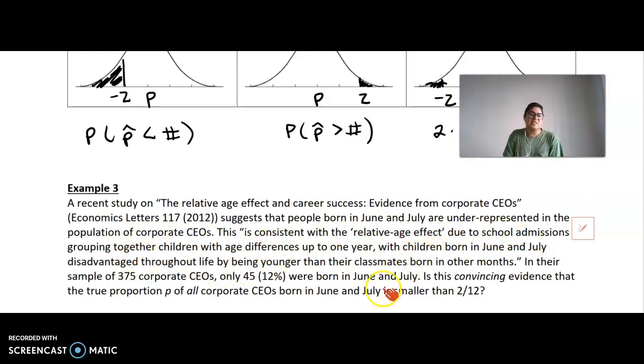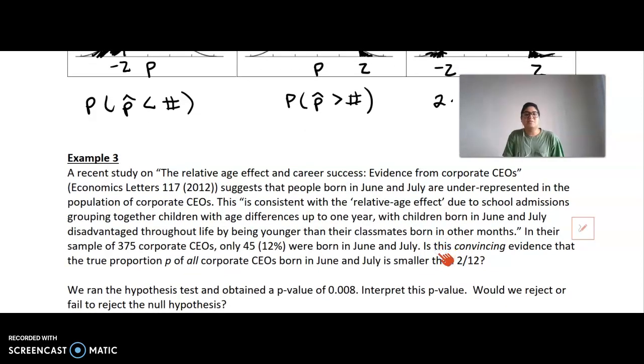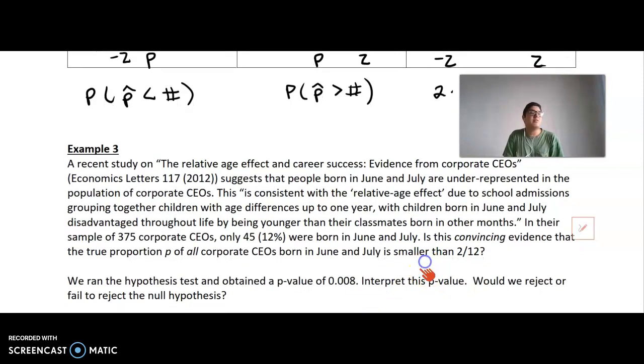Is this convincing evidence that the true proportion, P, of all corporate CEOs born in June and July is smaller than 2/12? All right, so let's write the hypothesis test. We ran the hypothesis test and got a p-value of 0.0008. Interpret this value. Would we reject or fail to reject?